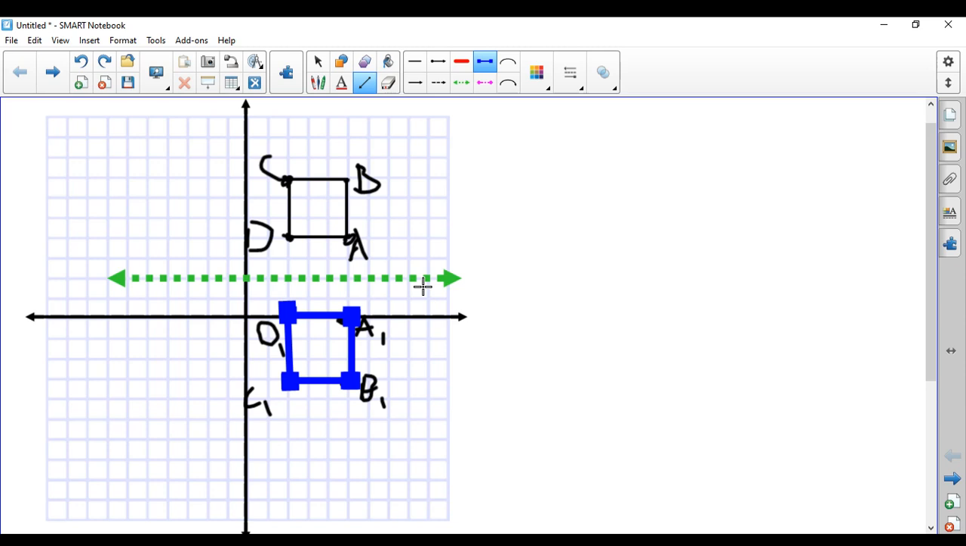I encourage you to use pencil crayon. I encourage you to use a thin but dark marker or Sharpie to create some of this stuff. And as I showed you here, this is how I like to do lines of reflection, this dotted line, because if I do a solid line, I might accidentally mistake it for the x-axis or the y-axis. So I use a dotted line or a line in a different color when I do these things on the board or with my own work.